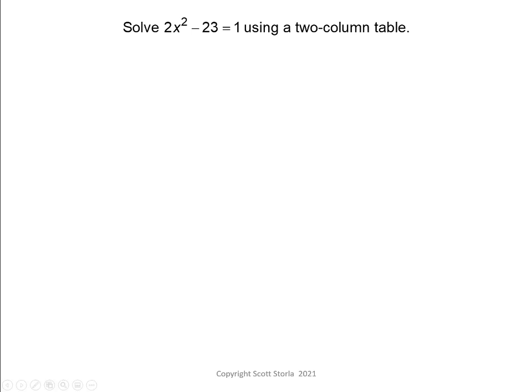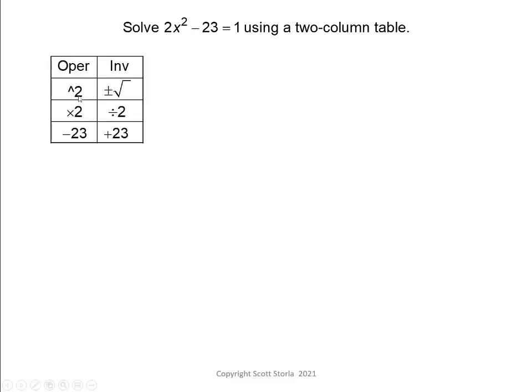Here's another. This time we have 3 operators, squaring, multiplying, and subtracting. So in the left column, we'll have our squaring first, multiplying second, subtracting last. Here are the inverses. Again, since my exponent is even, I'll need to account for both answers. I start with the original. I start at the bottom of the right column. I add 23 to both expressions and simplify.